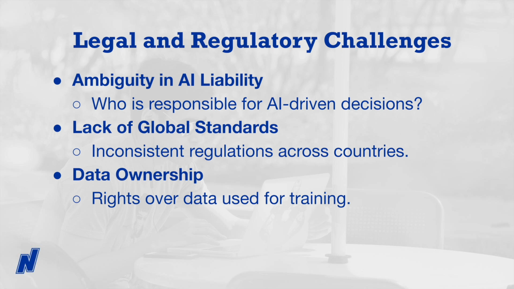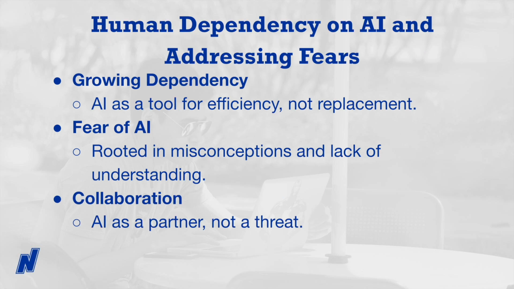For example, who owns the rights to the data used to train models, especially when sourced from publicly available information like social media? These issues underscore the need for robust legal frameworks and international cooperation to ensure ethical and responsible NLP use. As AI becomes increasingly integrated into our daily lives, human dependency on these systems is growing.